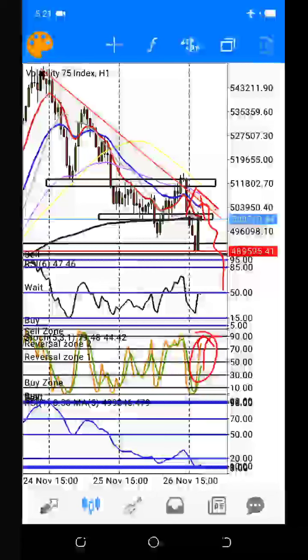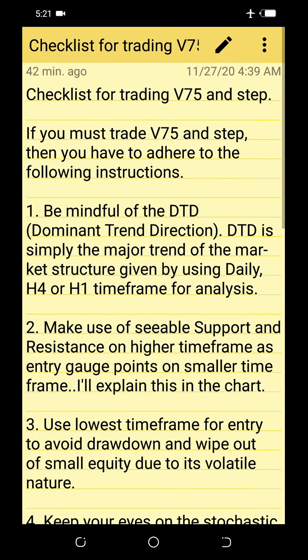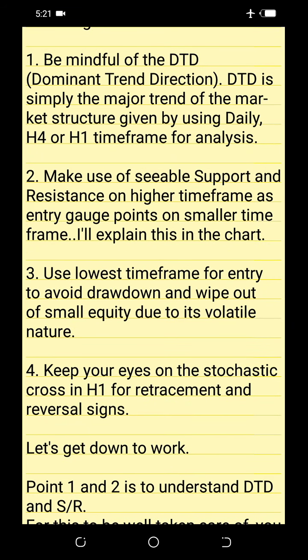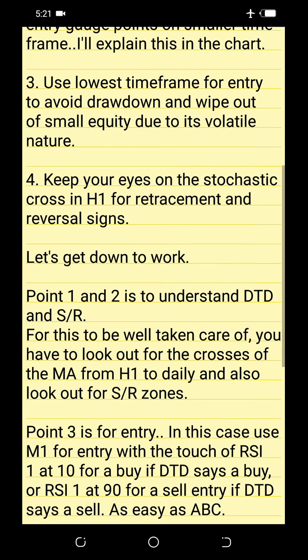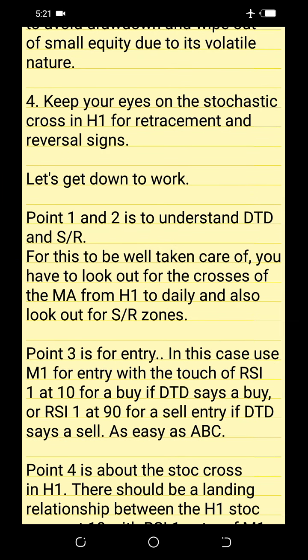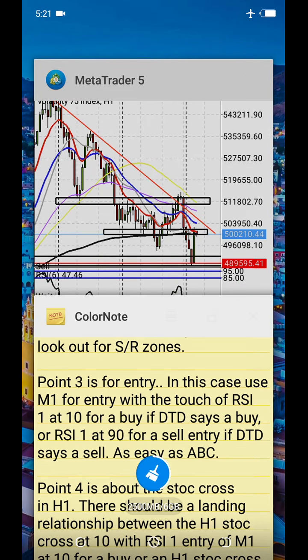So in order not to complicate this whole thing for you, go over the checklist. First and foremost, a very quick one, be mindful of the DTD. When we're looking at DTD, you have to look at the moving average cross, which I've talked about in my previous videos. You can go through my videos again, it will help you. And then make use of visible support and resistance. Keep your eyes on the stochastic cross in H1 for immediate retracement or reversal sign, very important. Then you look at entry. Let me talk about entry very well now.